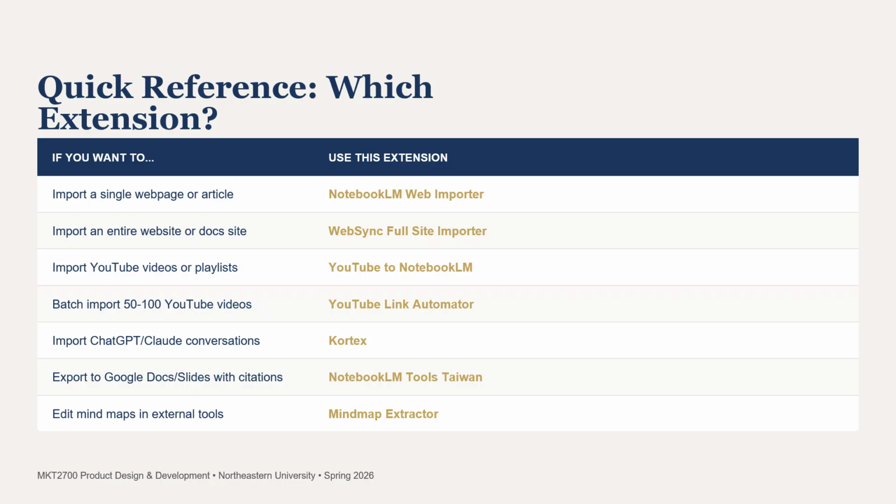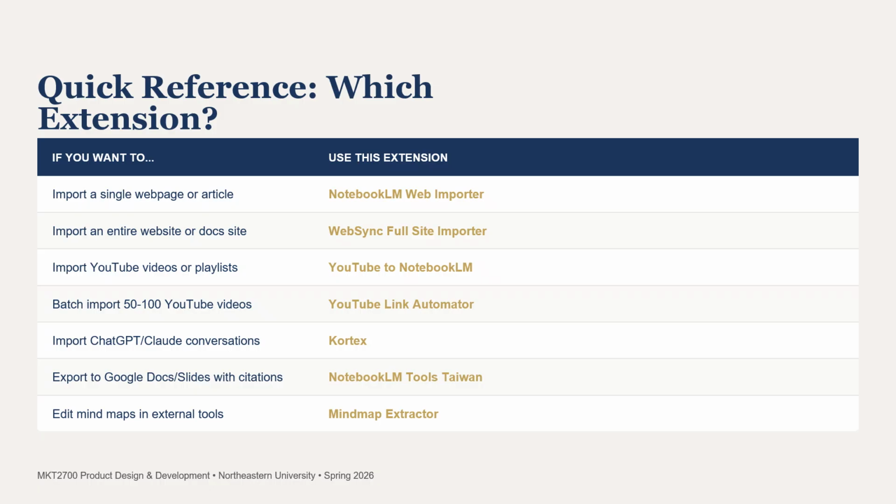I know that's a lot of extensions to talk about, but here's a quick reference you can screenshot for your records. If you want to import a single web page or article, Web Importer. If you want an entire website or documentation site, WebSync Full Site. YouTube videos or playlists, YouTube to NotebookLM. Batch processing 50 to 100 videos, YouTube Link Automator.